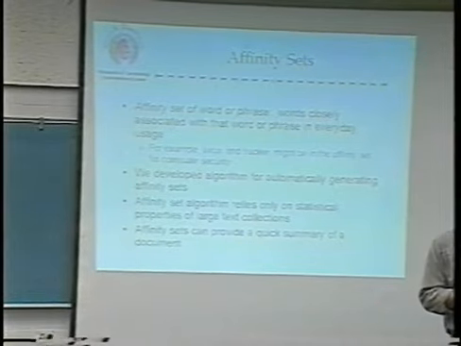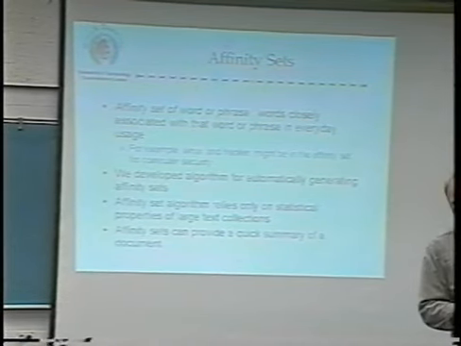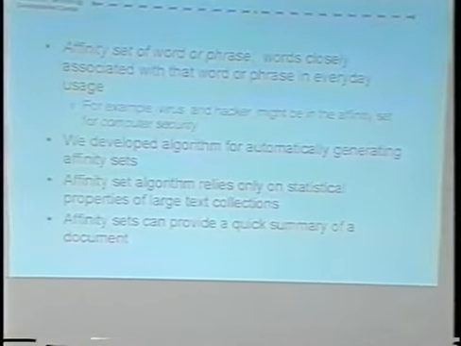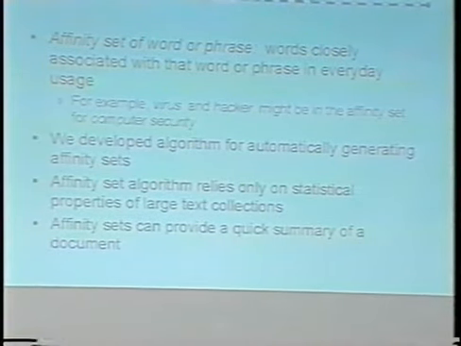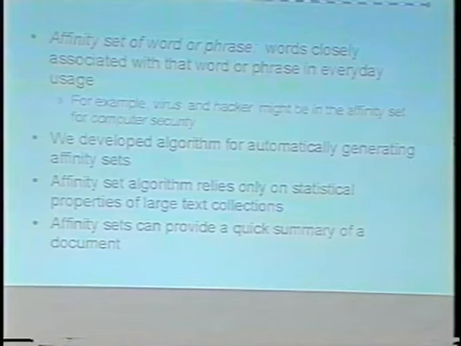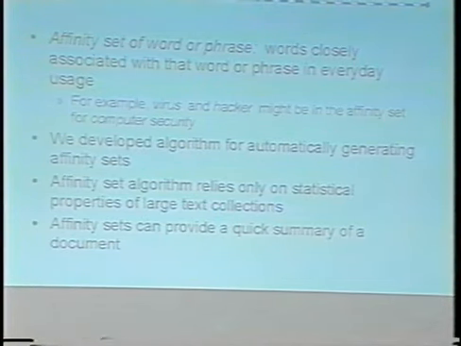One of the technologies that we use, we're calling affinity sets. We used to call them cognates, but then we decided that we didn't want to tick off the linguists, because they'd be totally confused. So we're calling them affinity sets. I don't know if that's any better, but the idea is to try to extract, given an input word or phrase, closely related words or phrases. For example, if you put in computer security, you might like to know that virus and hacker were closely related there. And so we have algorithms to automatically generate these things based on a large collection of text.